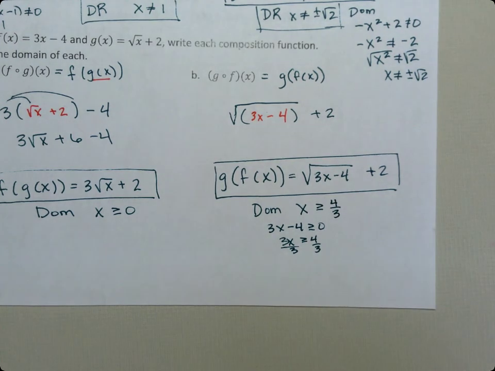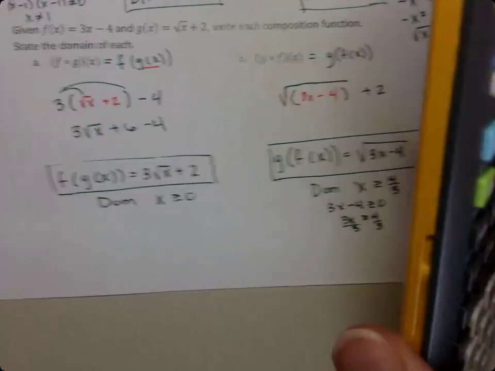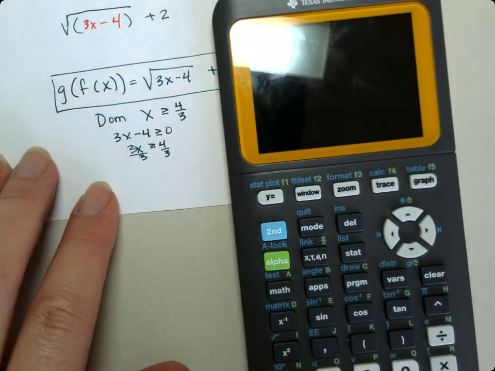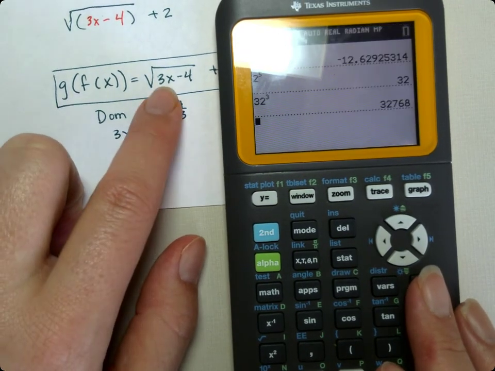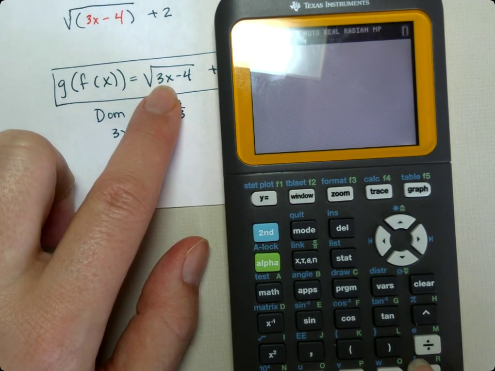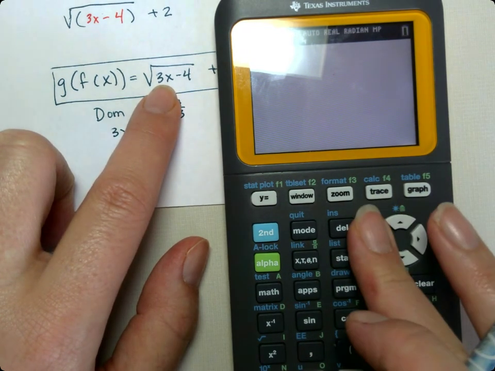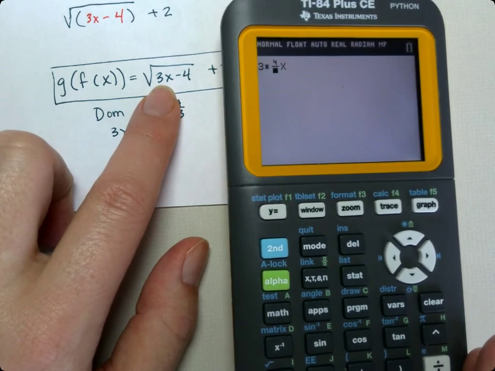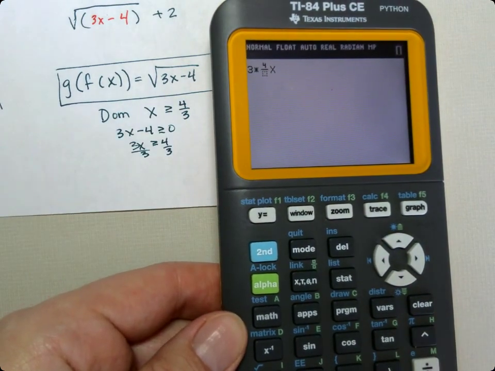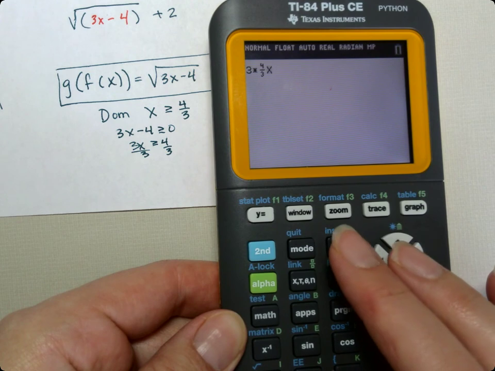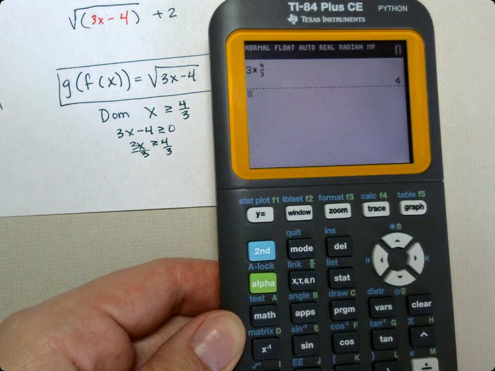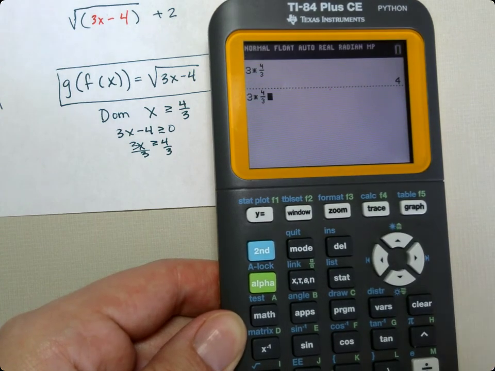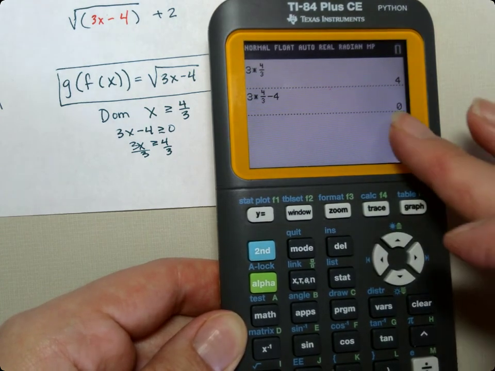Okay, why is that true? Because sometimes this just seems a little abstract. If I go in here and take this 4/3 and I put it in, 3 times 4/3 is what? So 3 times 4/3, and then that would be 4. And then what's 4 minus 4? So that's the issue. See, if I do this, 4 minus 4, I get 0.